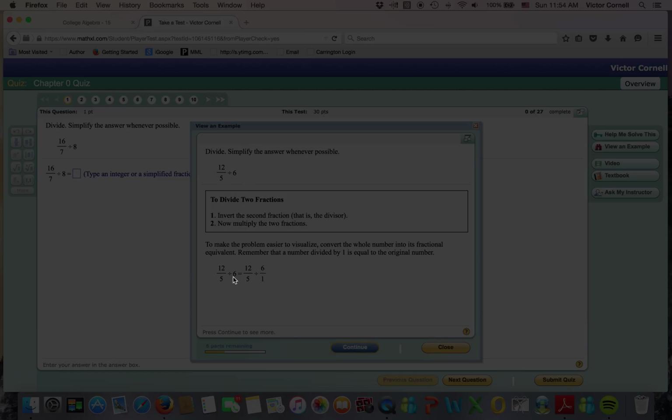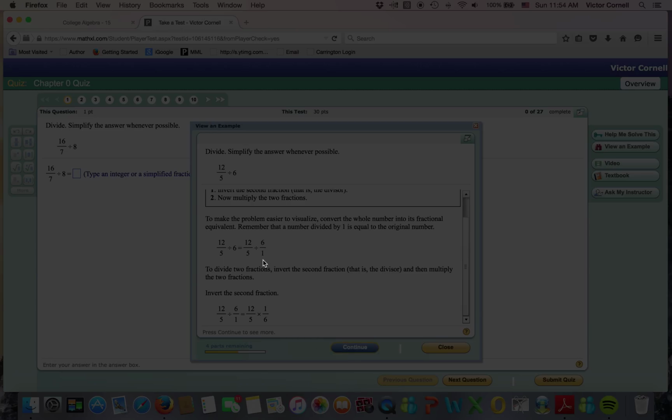Notice the 12/5 stays the same. They changed 6 is actually 6 over 1. And then what they're going to do is they're going to take the reciprocal of 6 over 1 and change it from division to multiplication. And so any division problem can be changed into a multiplication problem.